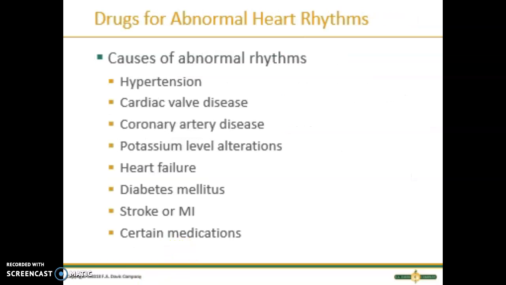Now let's discuss abnormal heart rhythms. So causes of abnormal heart rhythms could be hypertension, cardiac valve disease, coronary artery disease, potassium level alterations, heart failure, diabetes, stroke or myocardial infarction, and also certain medications.